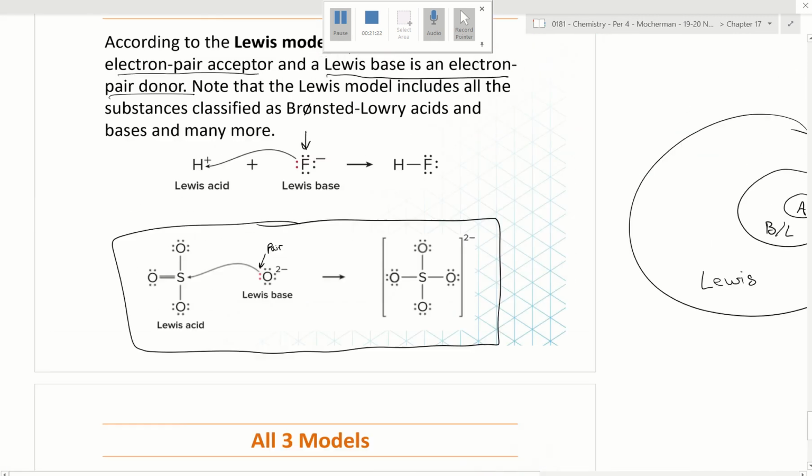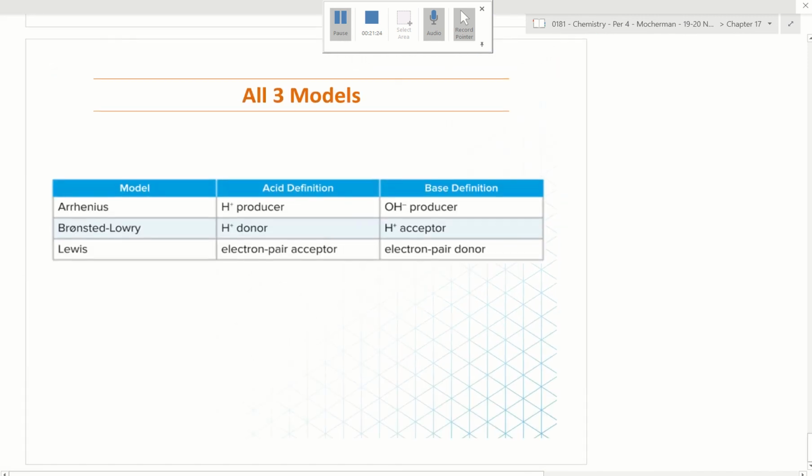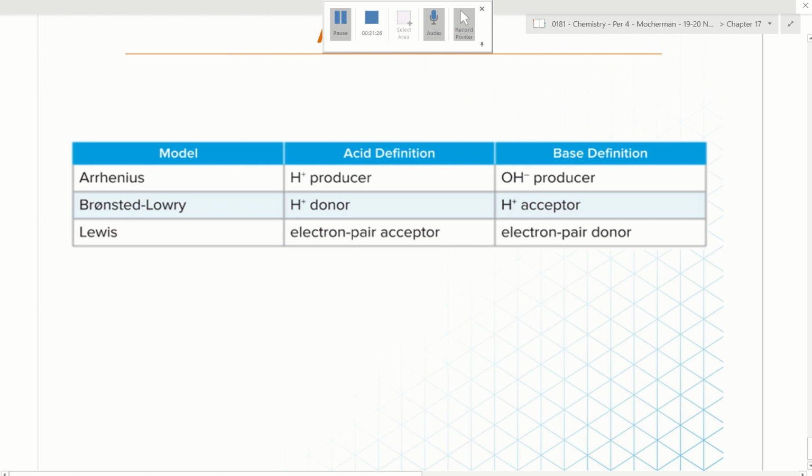So here's all three. This just kind of breaks it down for you. You have the Arrhenius, which is an H plus producer for an acid, and an Arrhenius base, which is an OH minus producer. Bronsted-Lowry is proton donor, proton acceptor, and Lewis is going to be an electron pair acceptor and electron pair donor.